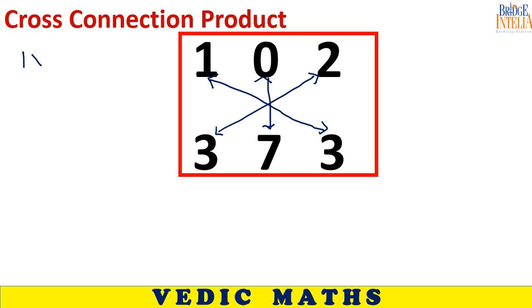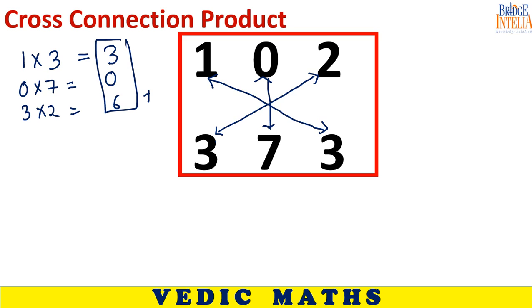So 1 is connected with 3. So 1 into 3 is equal to 3. 0 is connected with 7. If you connect 0 with anything, the answer will also be 0, because 0 getting multiplied by anything is definitely 0. So 0 into 7, 0. 3 is connected with 2. So 3 2s are 6. If you add these, 3 plus 0 plus 6, 9. So cross connection product is 9.